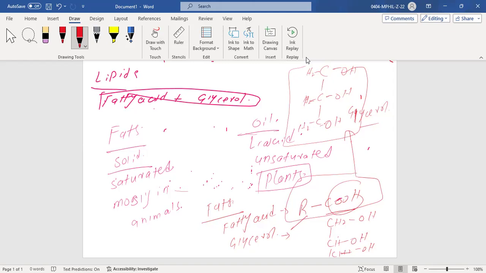Our next topic would be in our next class, lipids, right? Then I think you will have one more topic from here, that would be proteins, and this is how we'll complete. Okay, so I think we should conclude here.